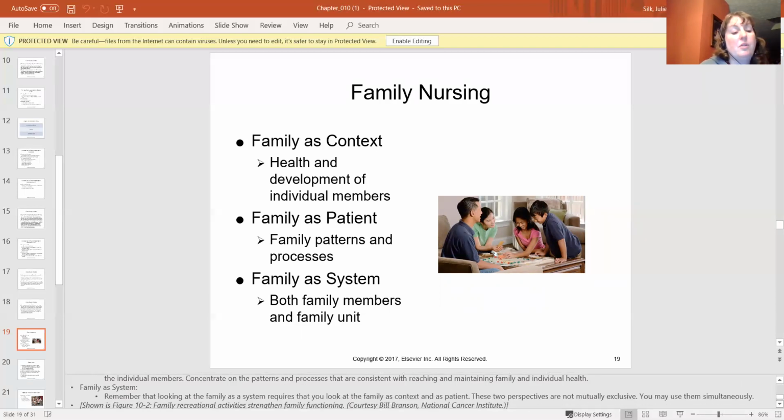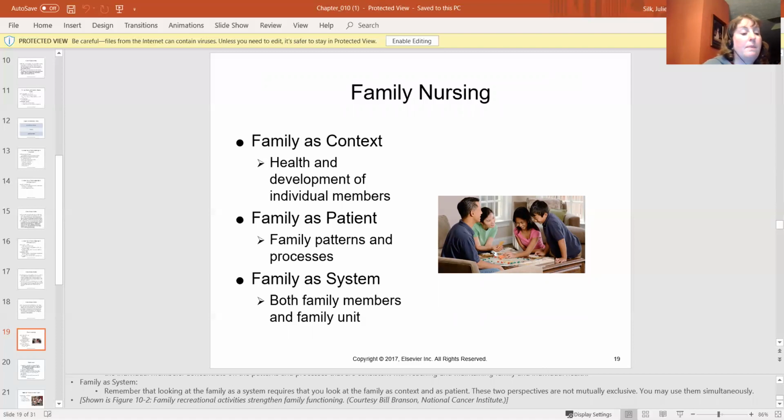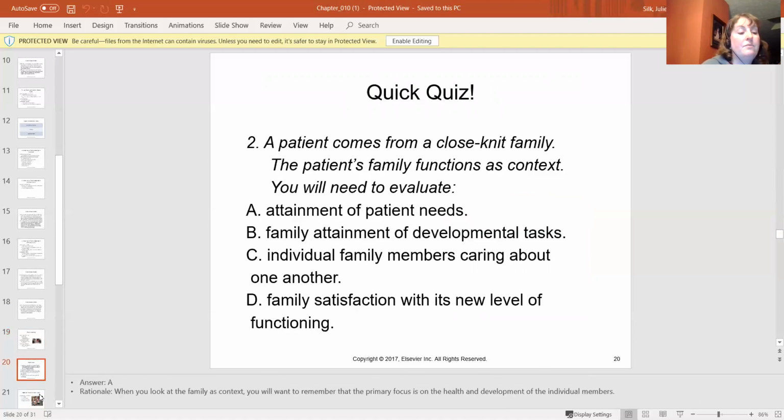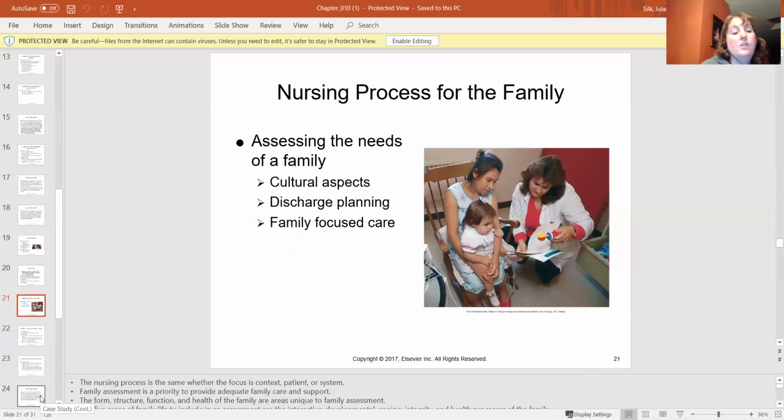Family as system. Remember that looking at the family as a system requires that you look at the family as context and as patient. These 2 perspectives are not mutually exclusive. You may use them simultaneously. The nursing process is the same whether the focus is context, patient, or system.